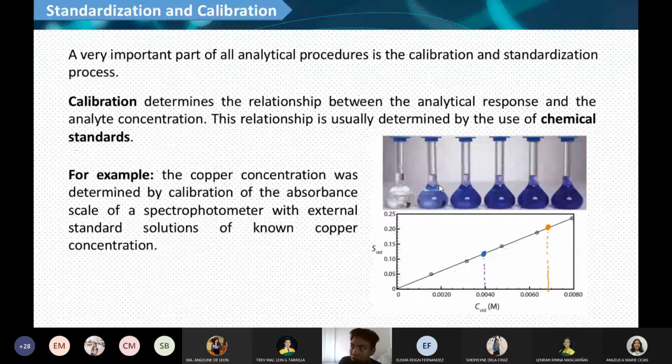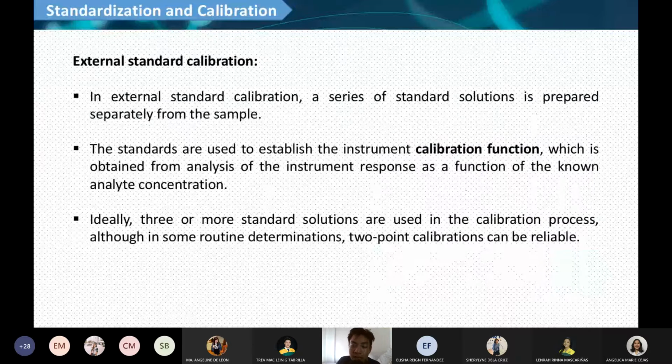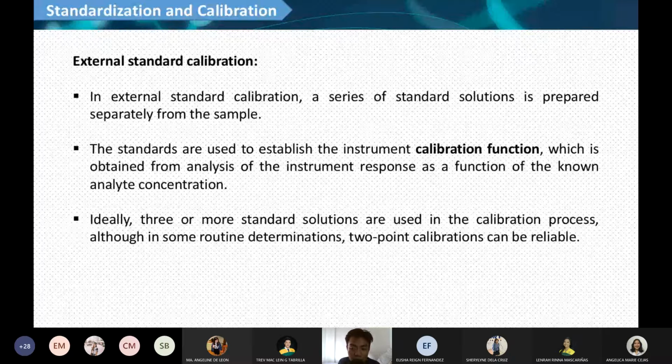Because ang tawag dito sa solution na to, ano ulit tawag dyan? Known concentration yan, standard solution. What we do is that we create the calibration externally. Okay, so ibig sabihin, we do not add our standards in the solution. Wala kang dinagdag sa solution mo. So, ang ginagawa kapag external standard calibration is that you create the calibration curve outside your solution.